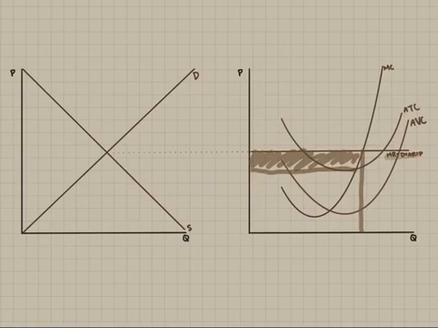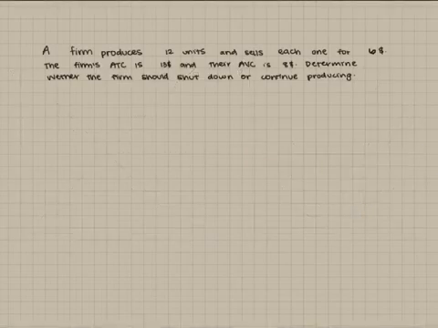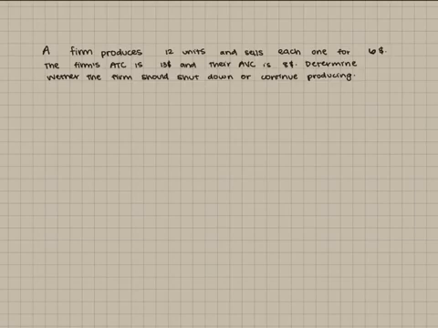Now let's look at how this shutdown rule applies when we are not given graphs but just numbers. So now let's take a look at this question. A firm produces 12 units and sells each one for $6. The firm's ATC, average total cost, is $13 and their AVC is $8. Determine whether the firm should shut down or continue producing.